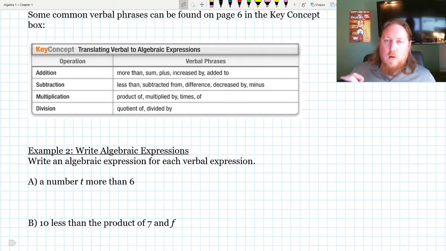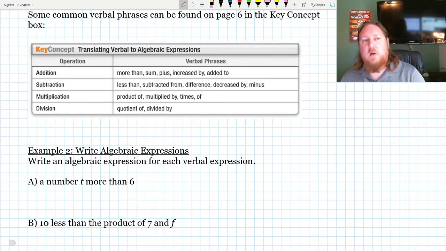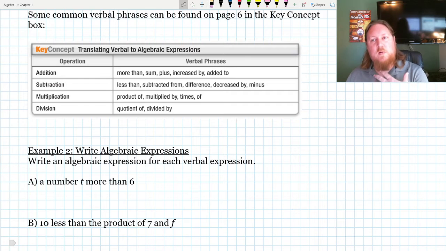Okay. Some common verbal phrases can be found on page 6 in the key concept box in your book. And you can see I've actually got a screen capture of that there at the top of the page. What it does is it gives you common verbal phrases that mean the different kinds of operations that we're used to: add, subtract, multiply, divide. We also talked about exponent, saying to the power of, or you could use squared or cubed. All of those work.